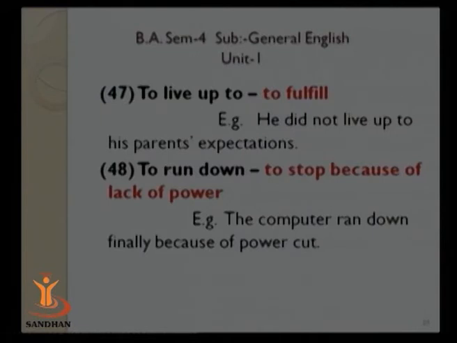Number 47. To live up to means to fulfill. For instance, he did not live up to his parents' expectations. His parents might be expecting more, but he couldn't fulfill parents' dreams, or you could say expectations. Number 48. To run down means to stop because of lack of power.